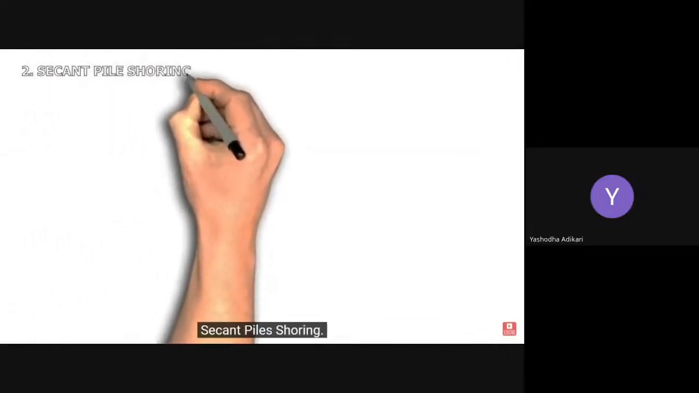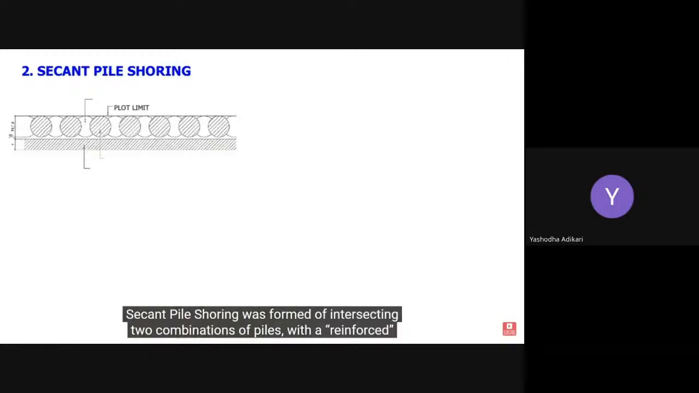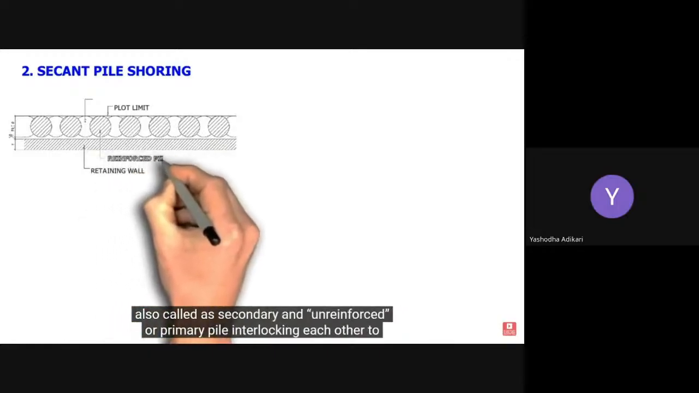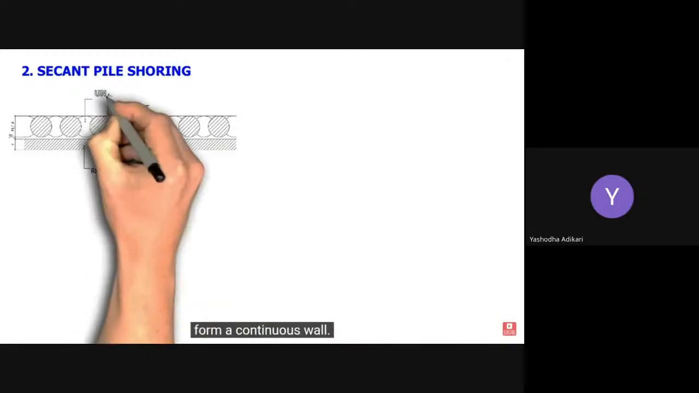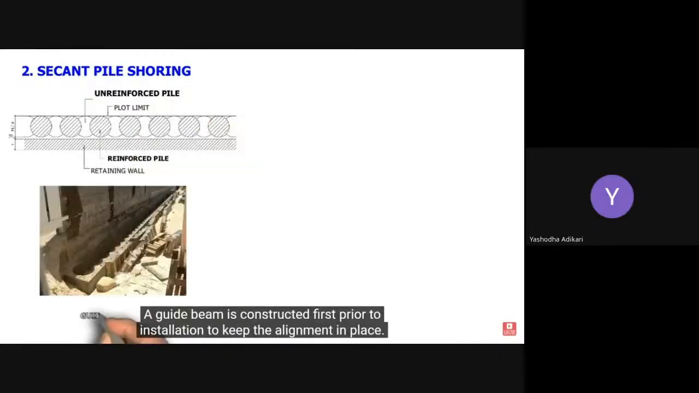Number 2. Secant pile shoring. Secant pile shoring is formed of intersecting two combinations of piles, with a reinforced pile, also called secondary, and an unreinforced or primary pile, interlocking each other to form a continuous wall. A guide beam is constructed first prior to installation to keep the alignment in place. This is usually used in deep excavations.